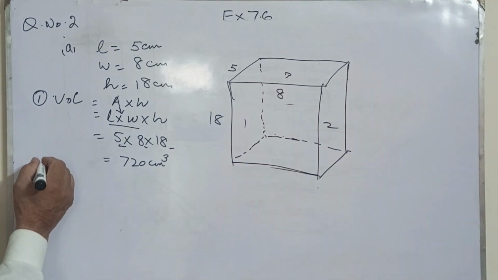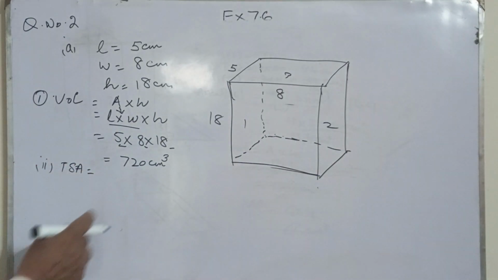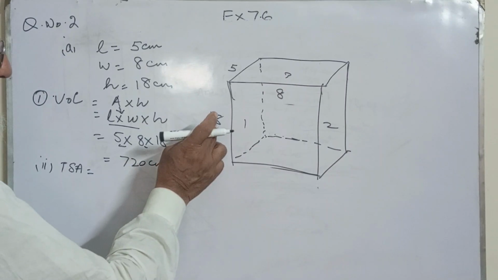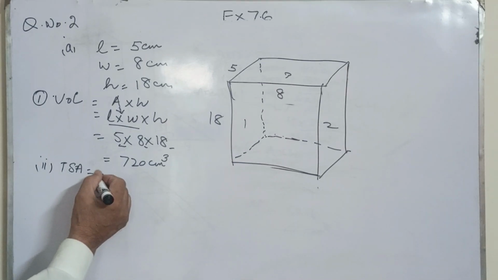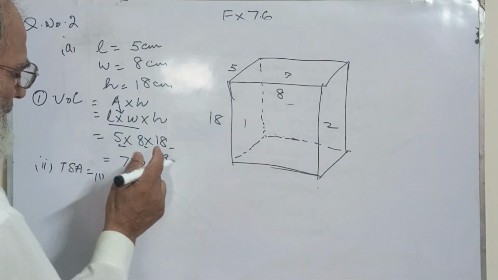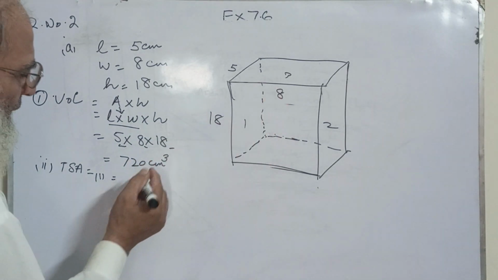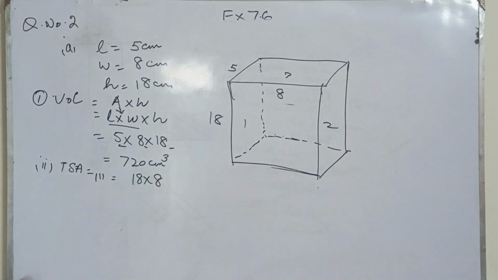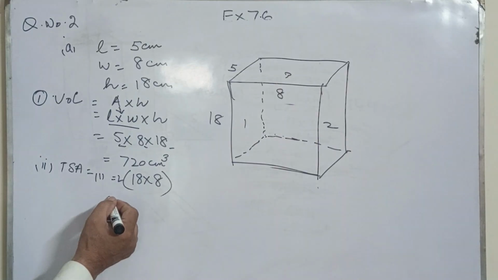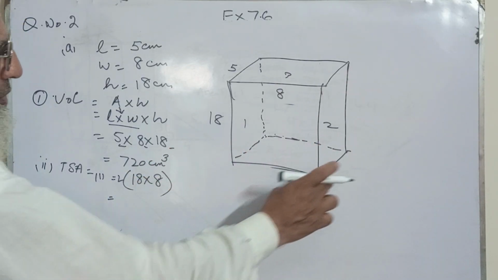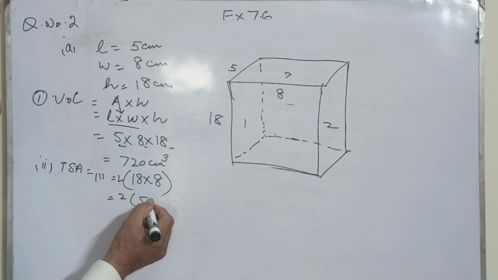And the second part is TSA, total surface area. For total surface area, there are 3 rectangles, 1, 2, 3. The first rectangle is equal to 18 multiplied by 8, and I told you that there are 2 of each kind, so multiply it with 2. Second, this one: this is 5 and this is 18. 2 multiplied by 5 multiplied by 18.